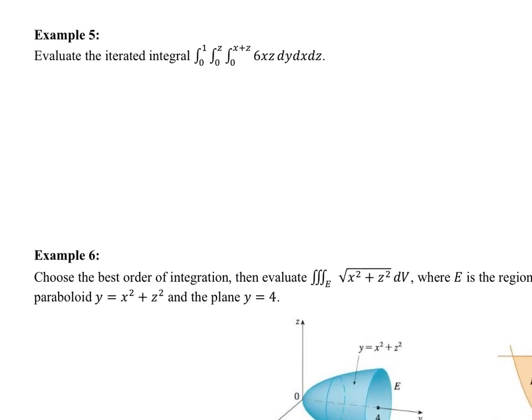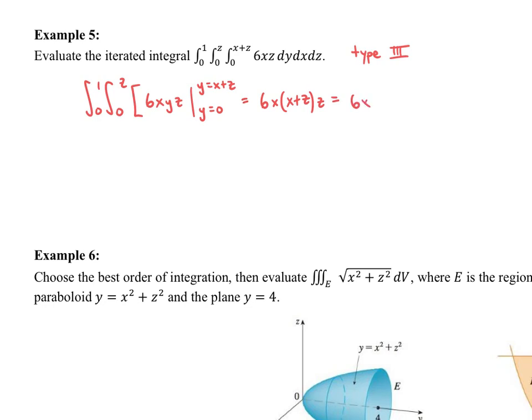All right, let's try example 5. So this is written with dy on the inside, and so it is a type 3, and we're not going to change it. I'm not going to bother graphing it right now. Let's just try it. Okay, so our integral 0 to 1 and our integral 0 to z come first. We have the antiderivative with respect to y, which is 6xyz, and y goes from 0 to x plus z, like that. And we get 6x times x plus z times z, and I'm going to definitely simplify that: 6x squared z plus 6xz squared, and we have dx dz.